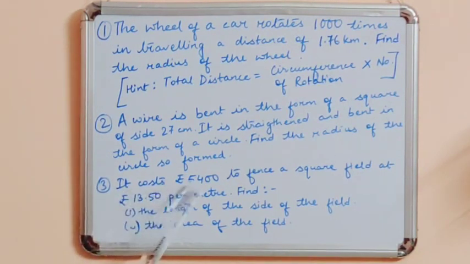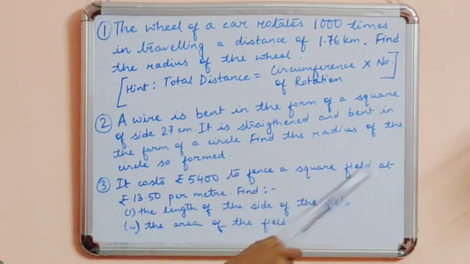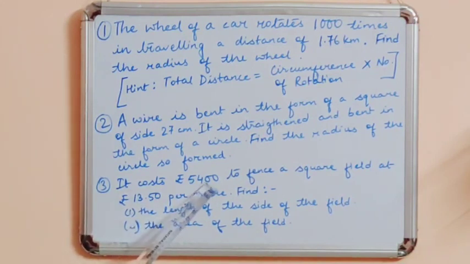Number 3. It cost rupees 5,400 to fence a square field at rupees 13.50 per meter. Find number 1 the length of the side of the field and number 2 the area of the field. See here the total cost of fencing is given and per unit cost is given. So cost of fencing means perimeter. So here we have to calculate perimeter. Total cost and per unit cost is given. Perimeter will be the division of these two. You get the perimeter and from perimeter you can easily find the length of the side of the field, square field, because this is a square. And if you get the side, you can calculate the area using the formula for area of square.